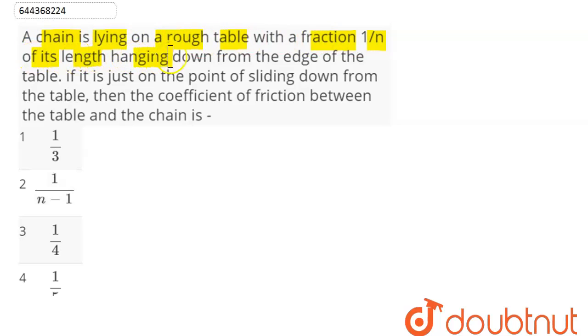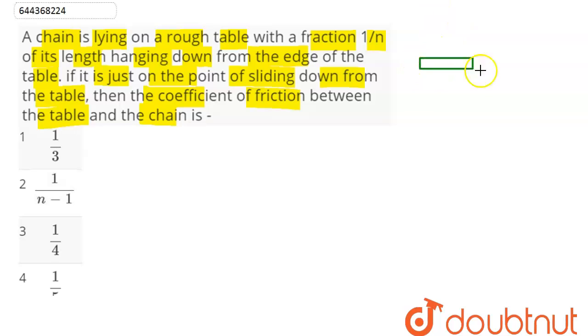Question is, a chain is lying on a rough table with a fraction 1 upon n of its length hanging down from the edge of the table. If it is just on the point of sliding down from the table, then the coefficient of friction between the table and the chain is. So here we can say, suppose this is our table.